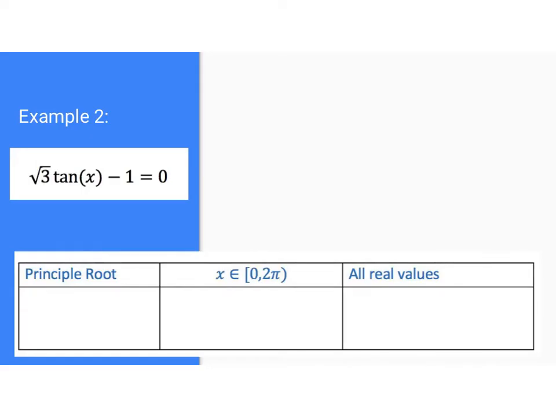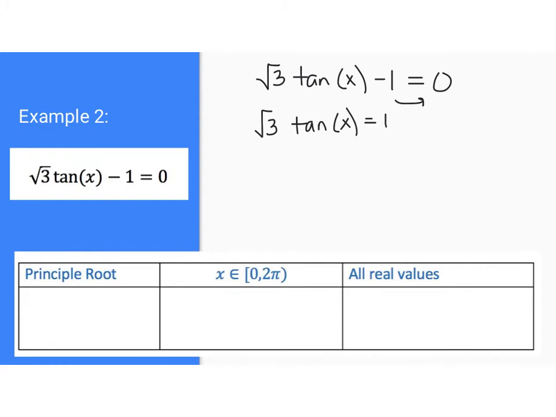Let's look at a similar question that's just one step harder. Root 3 tangent x - 1 equals 0. Let's start by algebraically trying to isolate that tangent, so we're going to move the 1 to the other side. Then divide both sides by root 3.